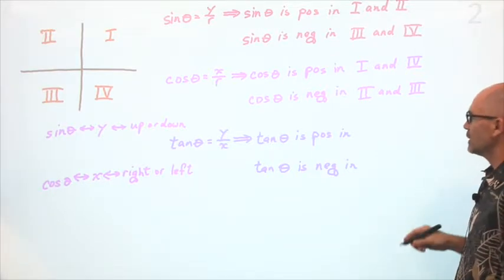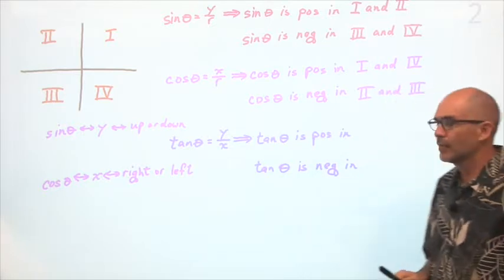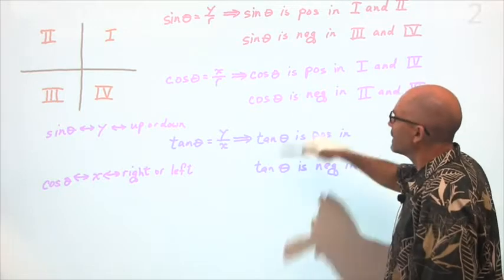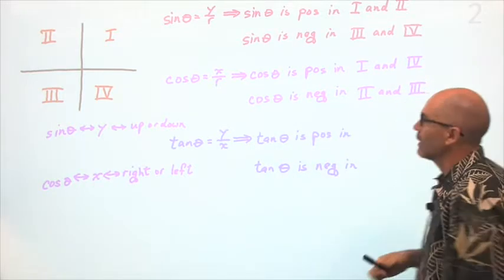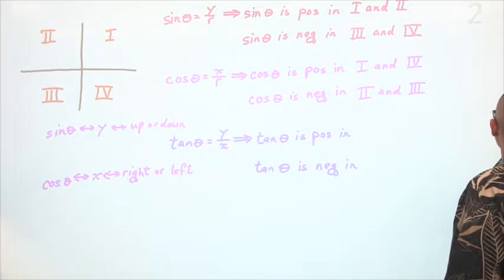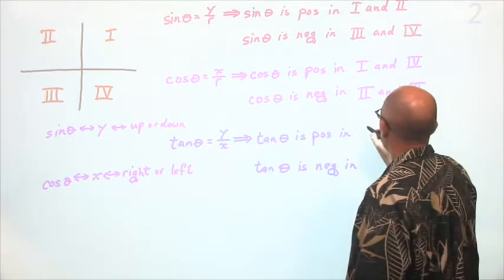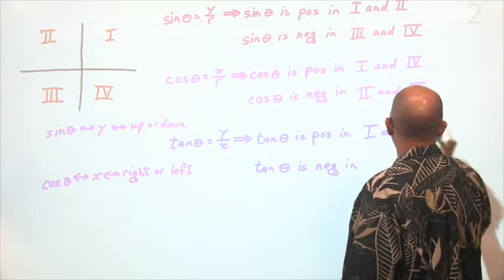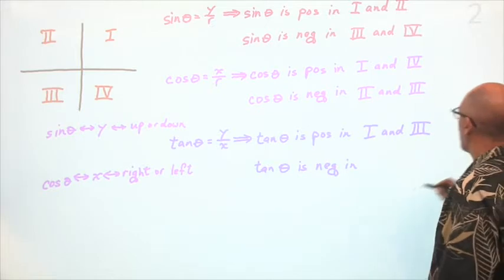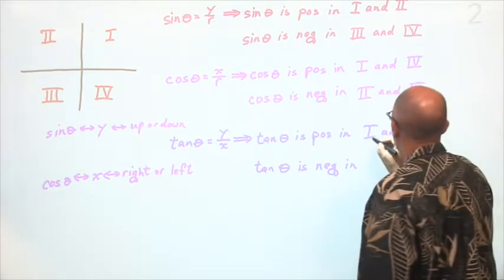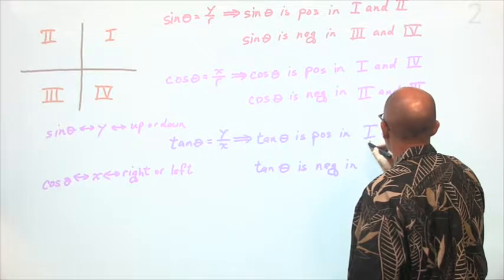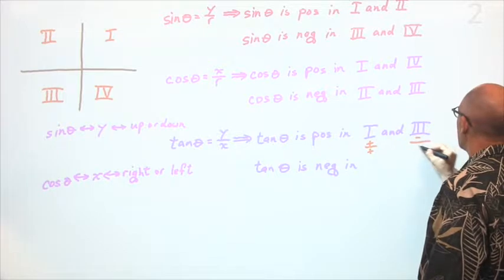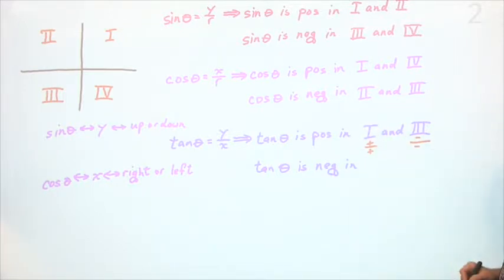Now, tangent is y over x. So where's tangent going to be positive? Well, where x and y have the same sign. Well, where is that going to be? Well, that's going to be either in the first quadrant or the third quadrant. Because in the first quadrant, you have a positive over positive, which makes positive. Third quadrant, you have a negative over negative, which also makes positive.